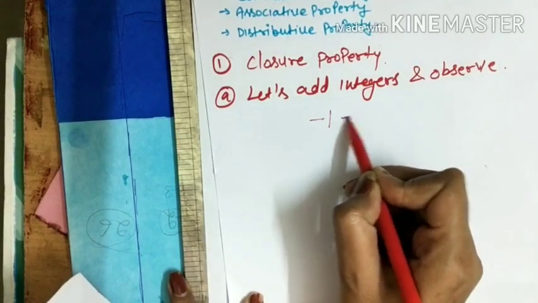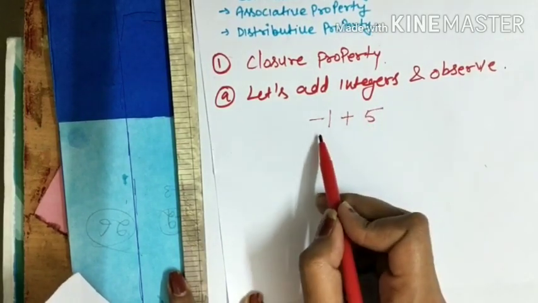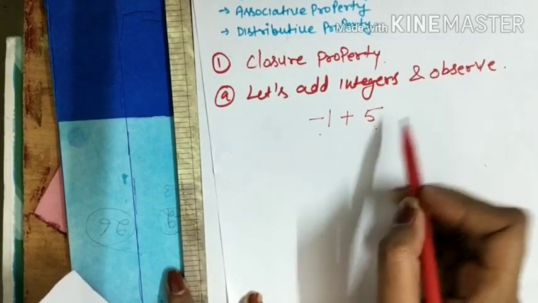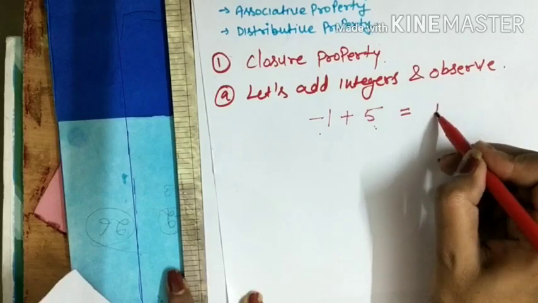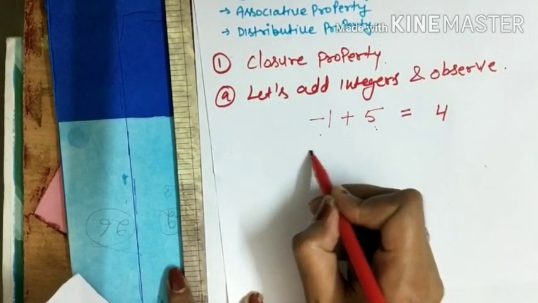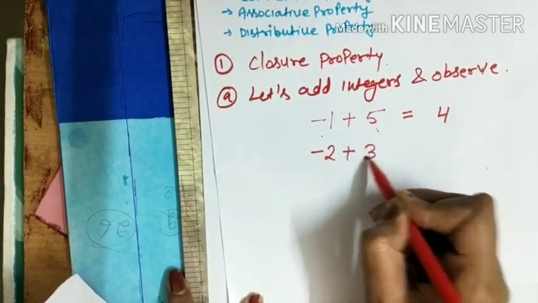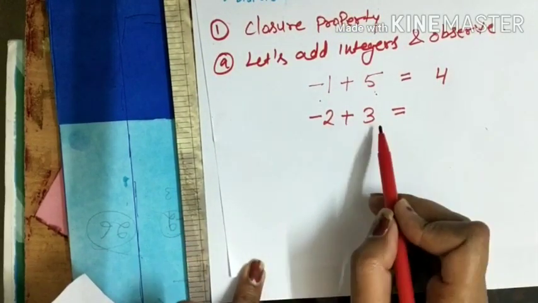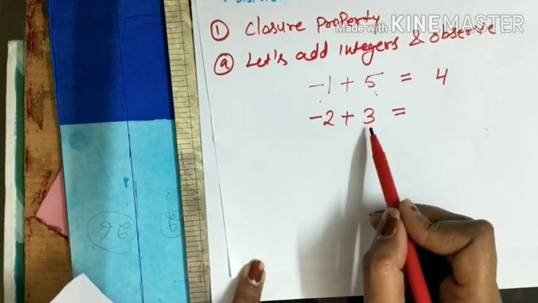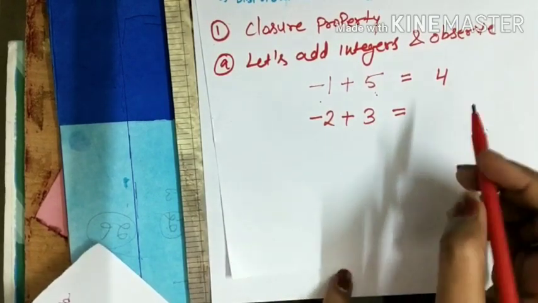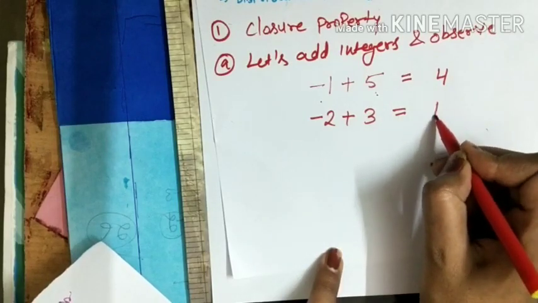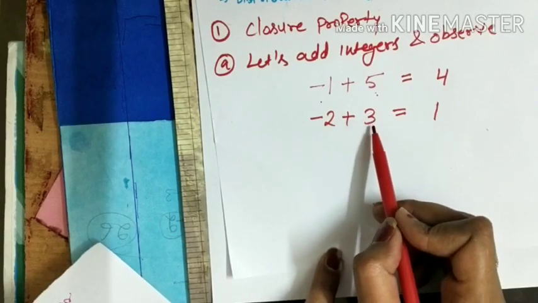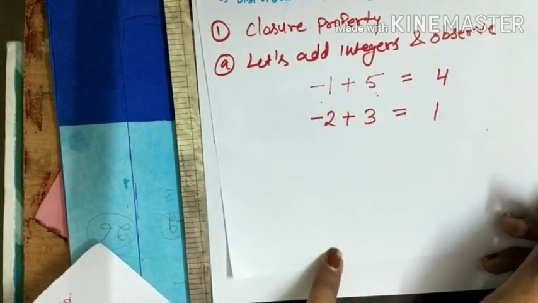Minus 1 plus 5. You can see minus 1 is an integer, 5 is also an integer. I'm adding minus 1 and 5. What will you get? 4. If I add minus 2 plus 3, what will we get? If there are two integers, the first one negative, the second one positive, we write the difference of the two numbers, that is 1. Then put the sign of the greater number. Which one is greater? 3. So it will be plus 1.